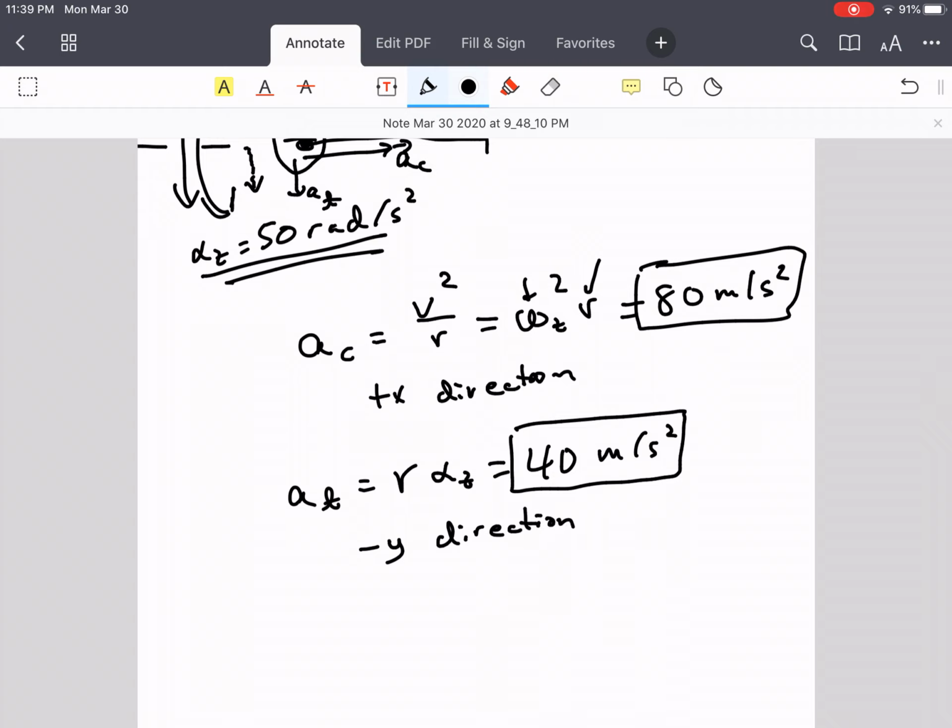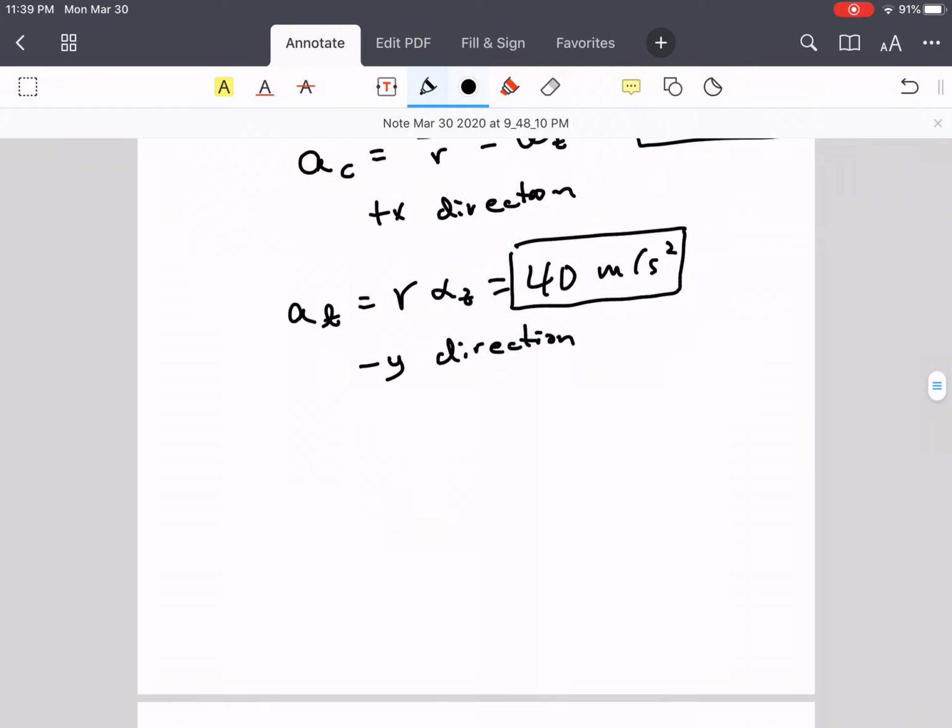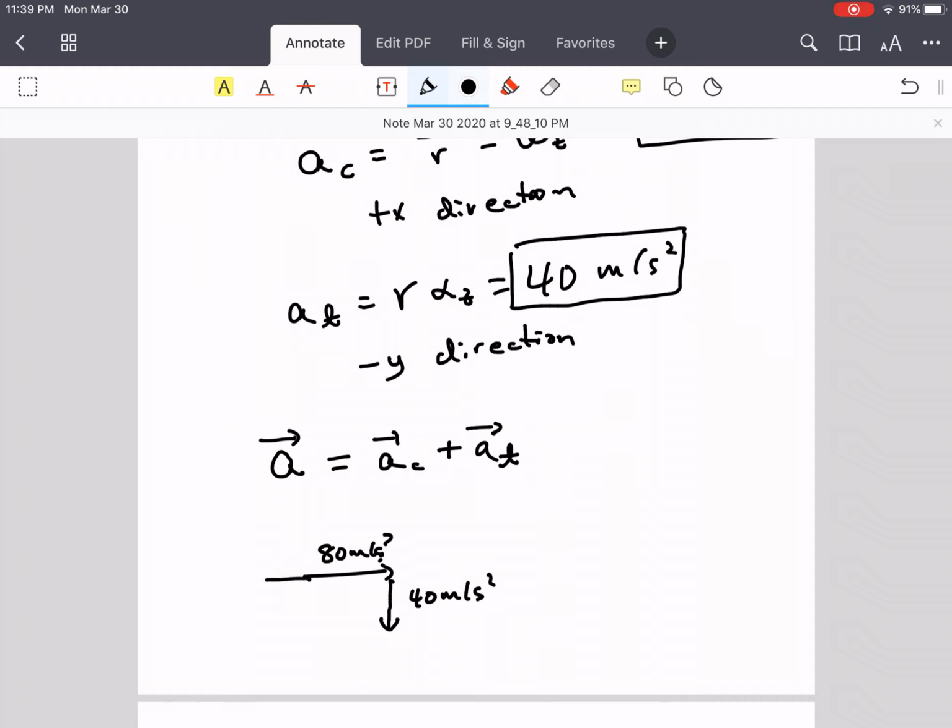And the last bit of this problem asks, what is the total acceleration? The thing to remember here is that acceleration is like any other vector. I can always add up components. By definition, for circular motion, the total acceleration is just centripetal acceleration plus tangential acceleration. So that's 80 meters per second squared in the plus x direction, plus in a vector sense, 40 meters per second squared pointing down in the negative y direction.